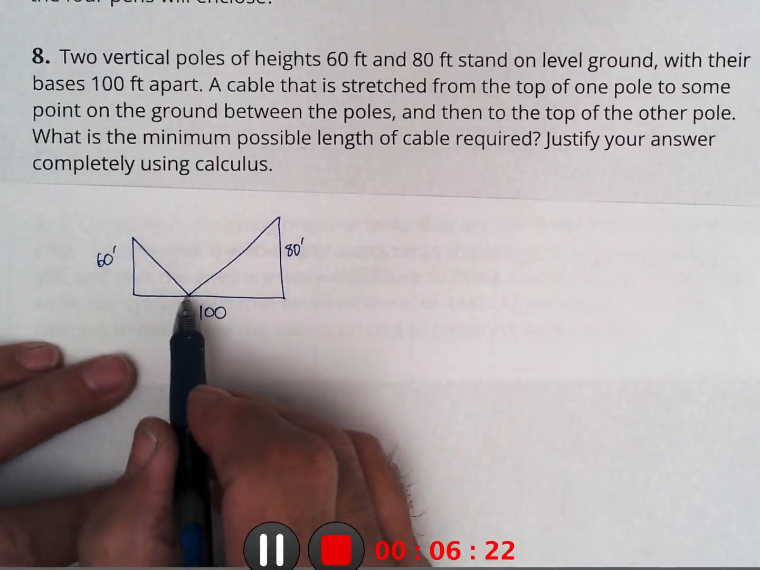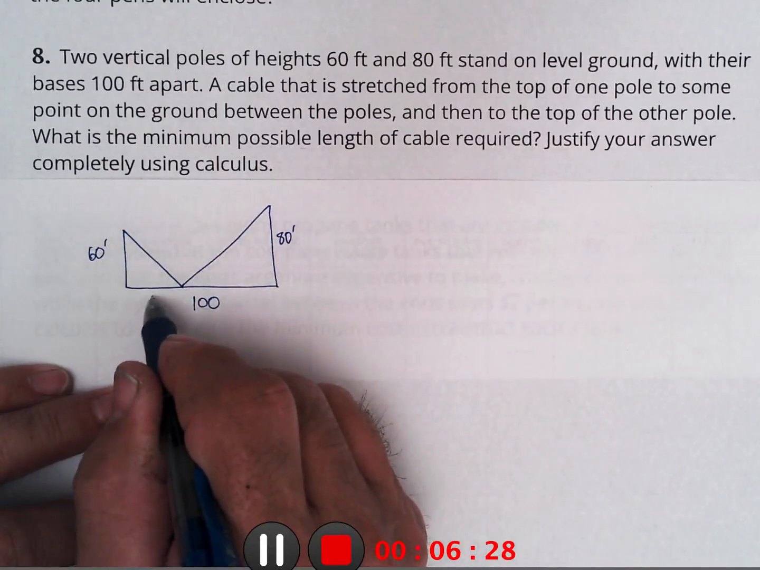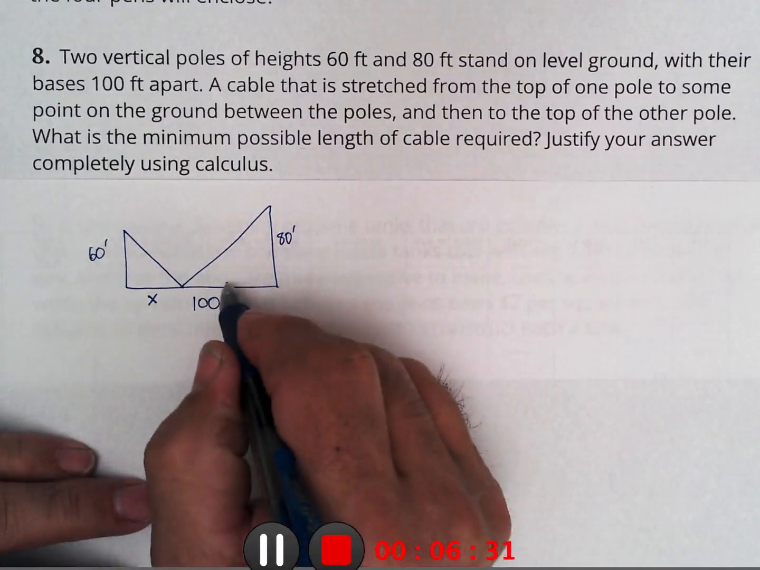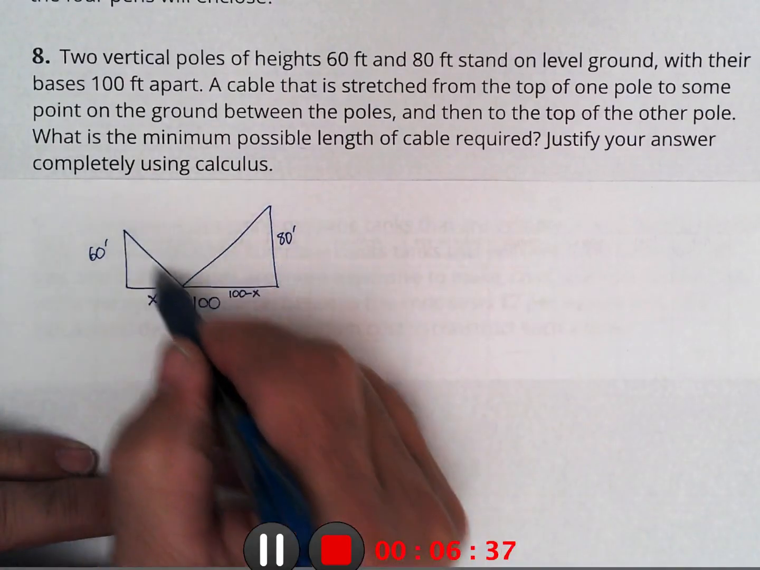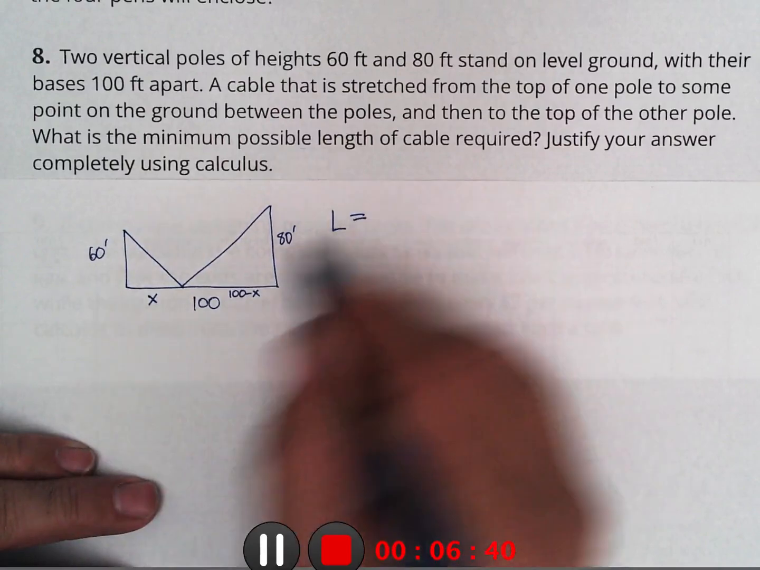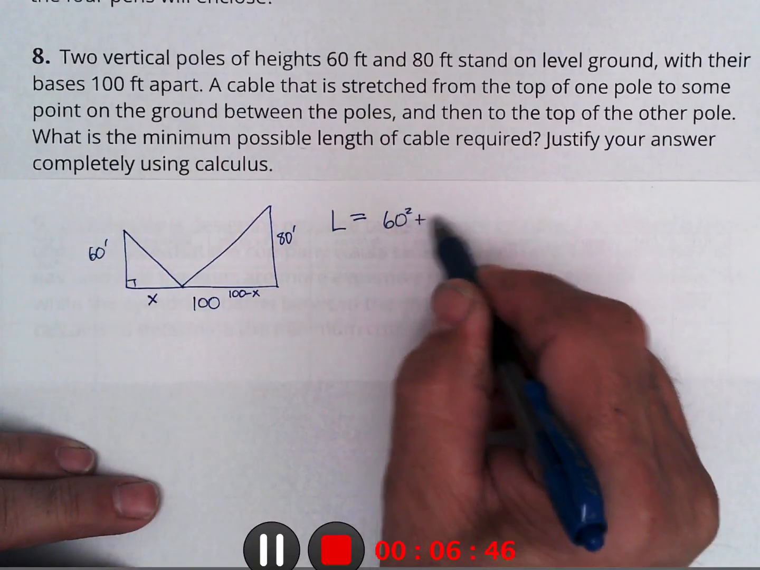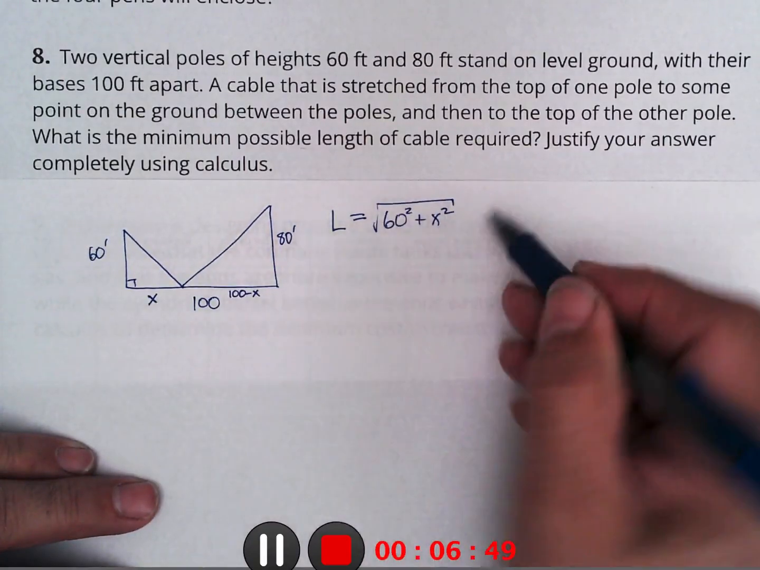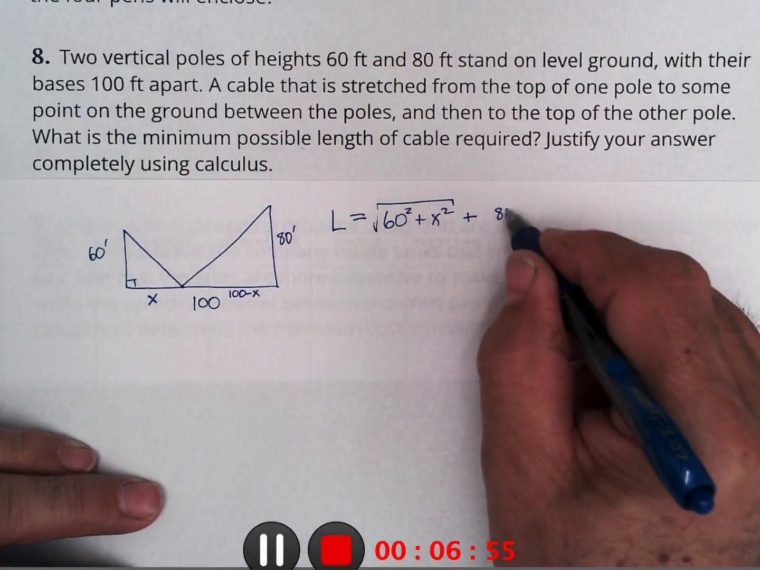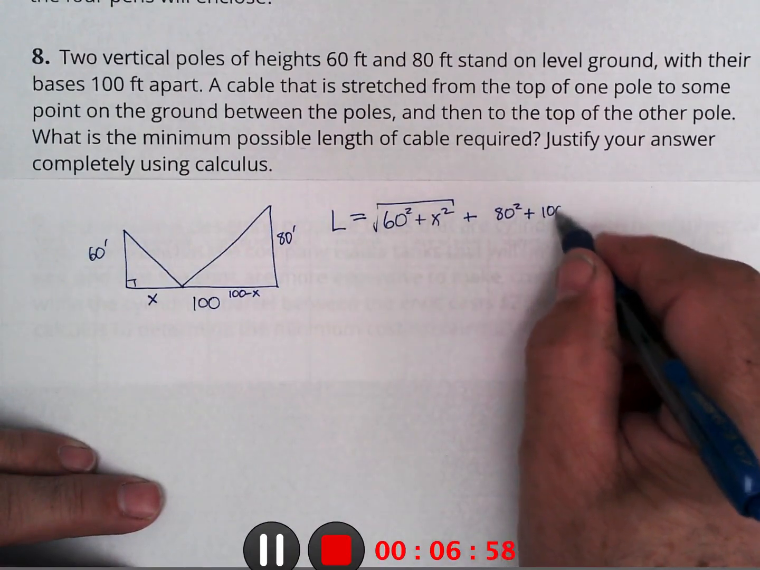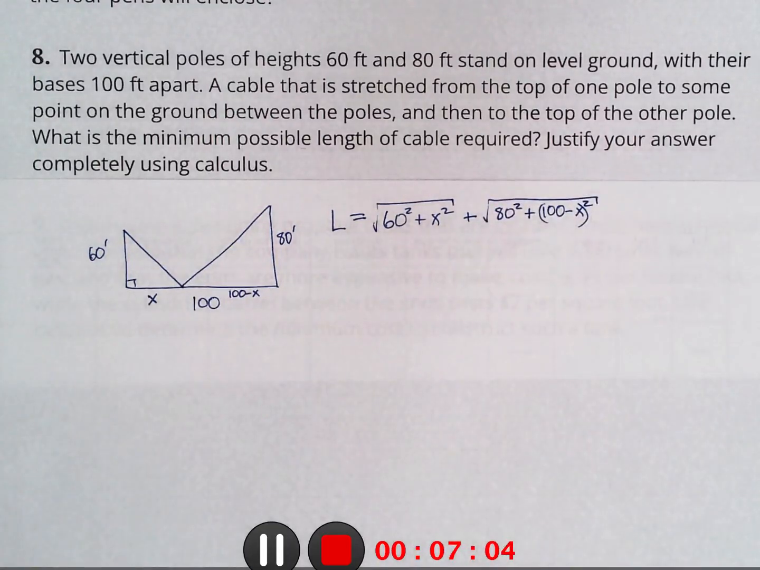Now, I could make this X, but that makes it kind of complicated. So I'm going to put X here, so this side is 100 minus X. Now the length of the cable here would be, by the Pythagorean theorem, the square root of 60 squared plus X squared, plus the length here, the square root of 80 squared plus 100 minus X squared. So there's the length of the cable.